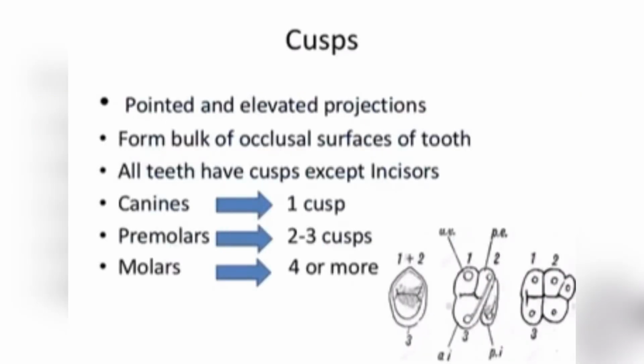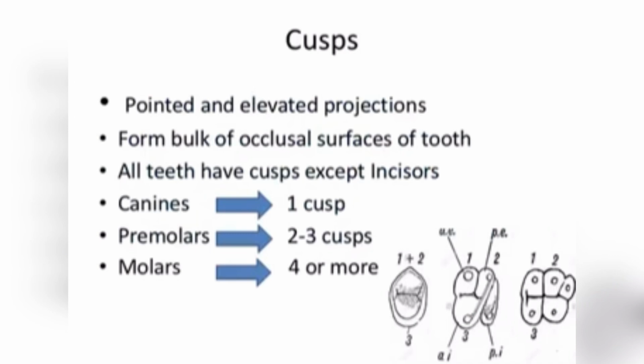So first I will discuss the cusps. Cusps are the pointed and elevated projections. It varies in size and shape. It is present on the crown of teeth. It forms the bulk of occlusal surface of tooth. All the teeth have cusps except the incisors.